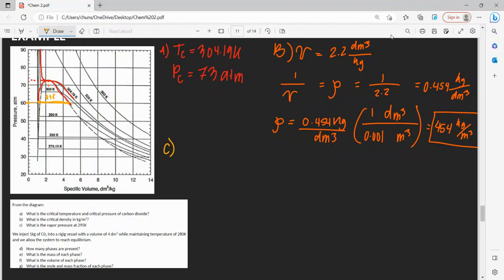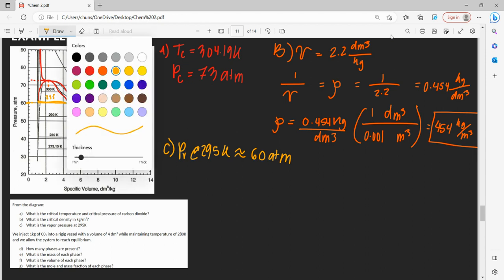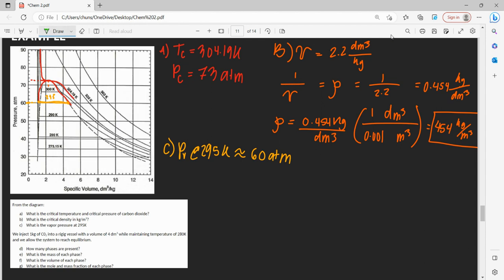So then this is about, so vapor pressure at 295 Kelvin is about 60 atm. Does it specify what units we want? So we can just keep it in our atm. Okay, so now we're going to move on to our second part.